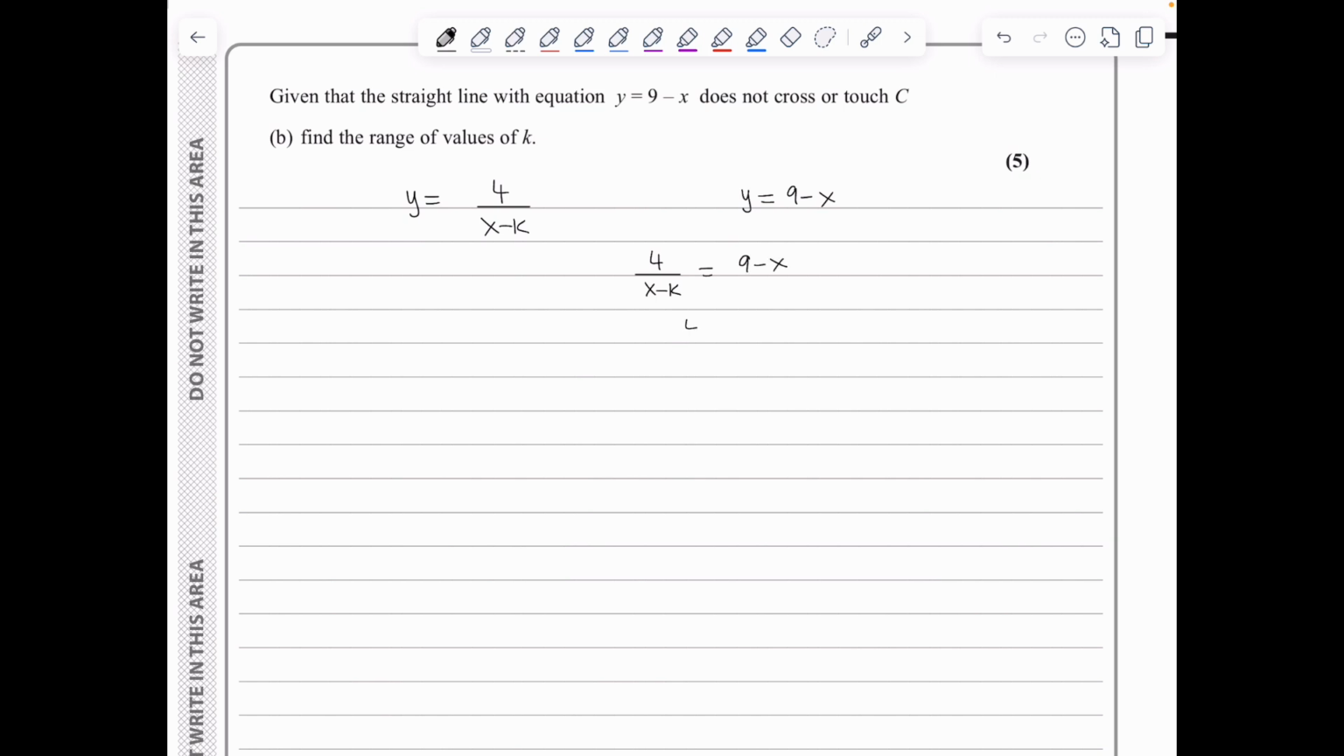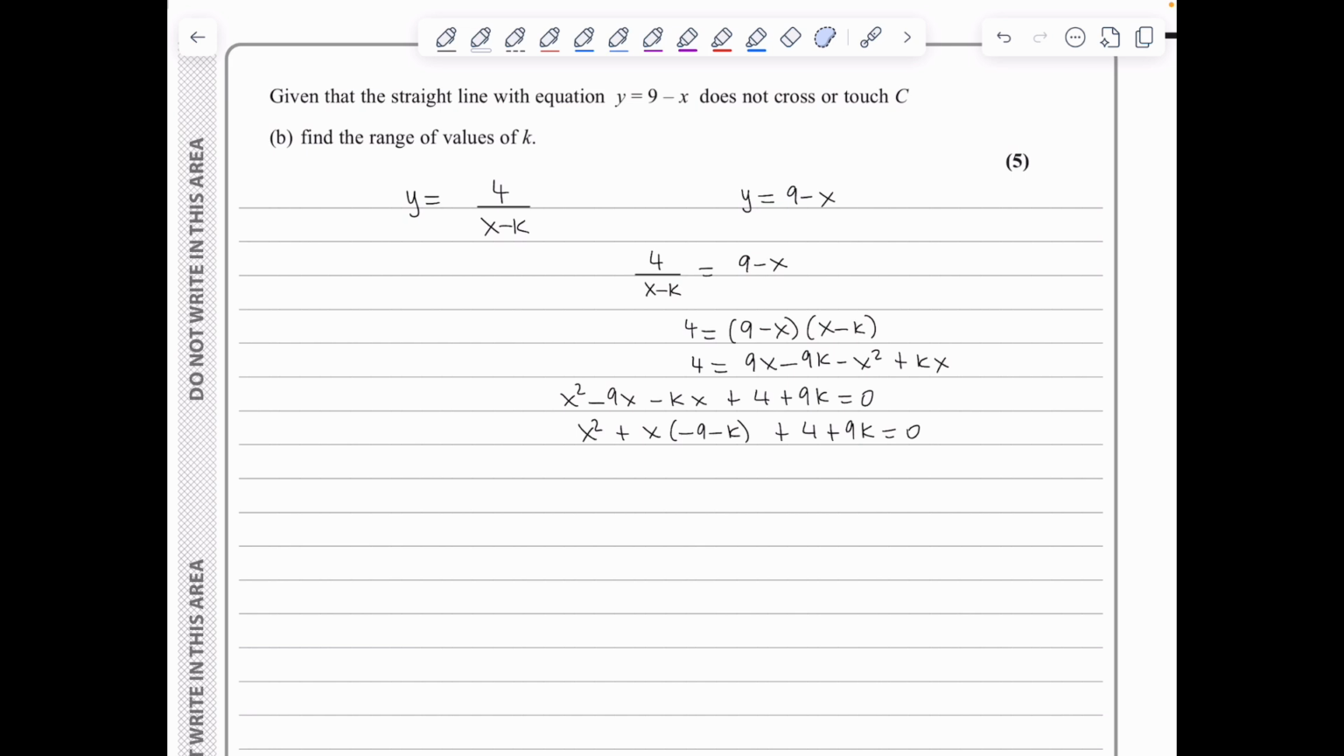I will then proceed into cross multiplying. So 4 is equal to 9 minus x times x minus k. I will expand the right hand side to get 9x minus 9k minus x squared plus kx. So I will be collecting everything on the left hand side, leading to x squared minus 9x minus kx plus 4 plus 9k is equal to 0. And I will put this into a quadratic equation form. So we've got x squared plus x times minus 9 minus k plus 4 plus 9k is equal to 0.